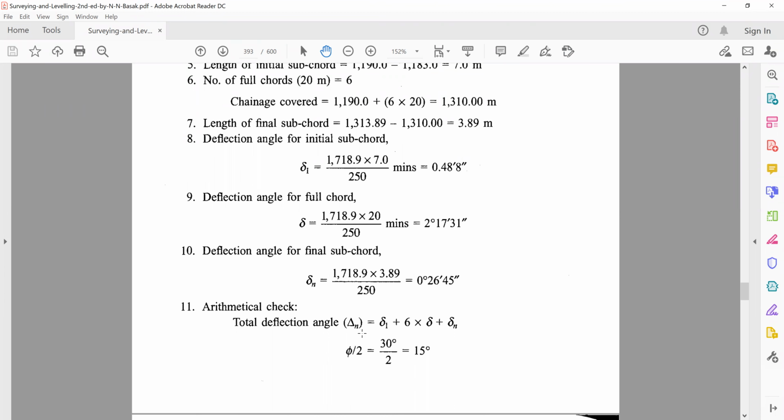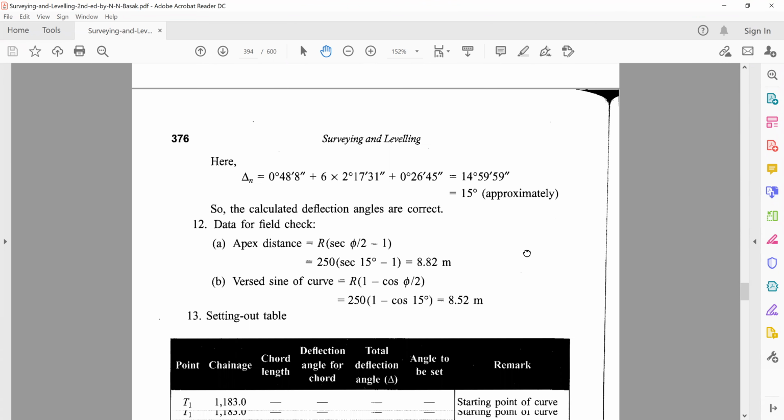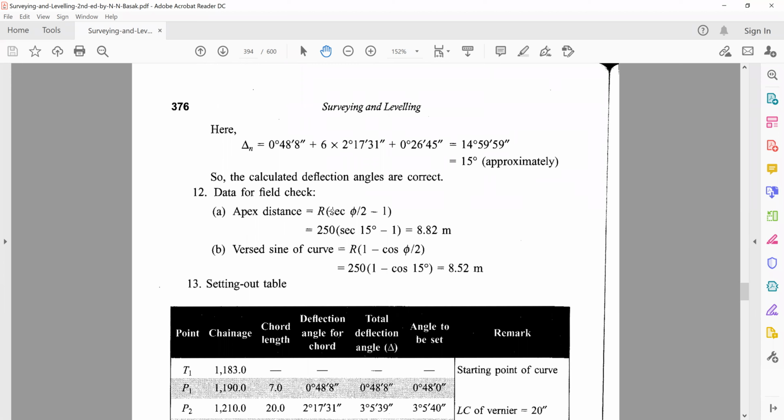The summation of all the angles: the deflection angle for the initial subchord, the deflection angle for the final subchord, and remember that for the full chord, we're using it 6 times, so you have to multiply it by 6. If you add these, you should get the deflection angle Δ/2, which we have seen a lot of times in the previous figures. If you get that, that means your calculations are right. And then you can calculate the apex distance and the versine of the curve. And like I discussed, these are very useful when you're laying out the curve in the field.